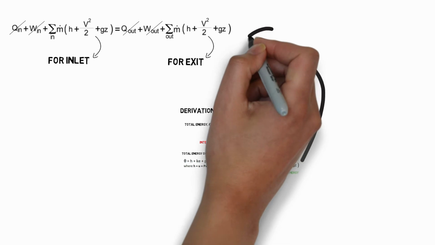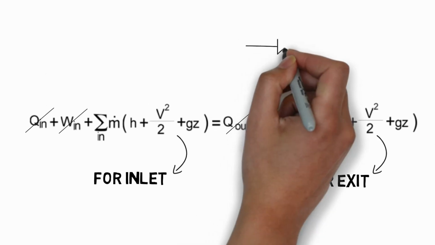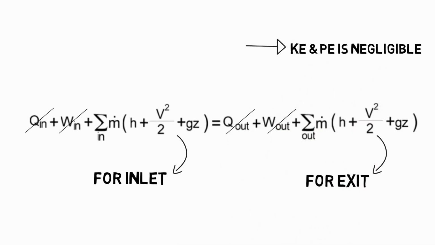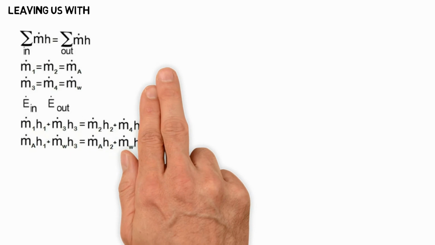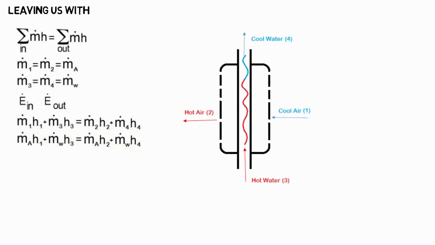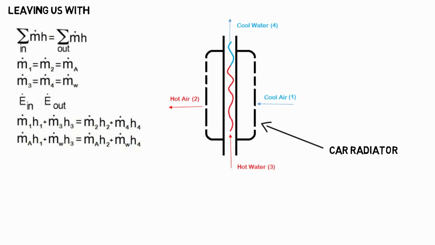Since kinetic energy and potential energy are negligible during this steady flow process, we can cancel them out, leaving us with the following. The above equation can then be used to solve for the mass flow rate or enthalpy within the system, or in our case, the radiator.